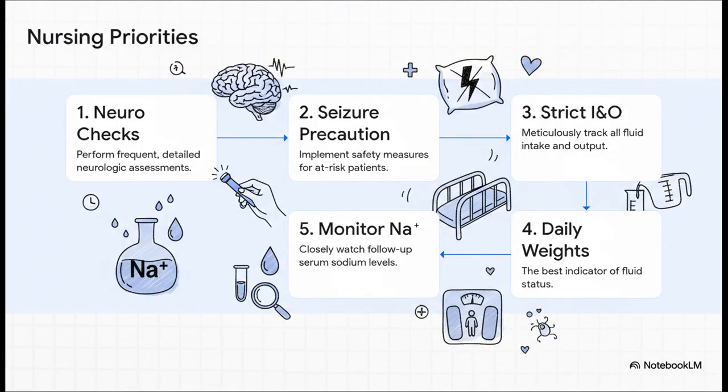So what are your top priorities at the bedside? Number one, you are the eyes and ears for any neurological changes, so frequent and detailed neurochecks are completely non-negotiable. For any patient who is at risk, you need to get seizure precautions in place. And then you're going to become obsessed with their fluid status. That means strict I&Os, daily weights, and constantly keeping an eye on those follow-up lab results.